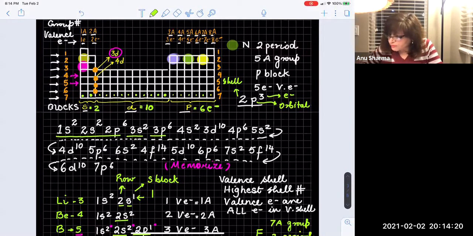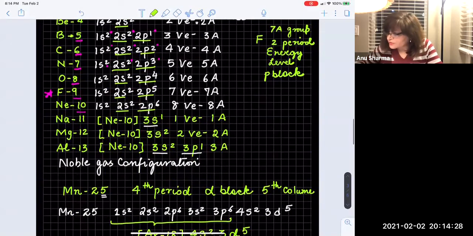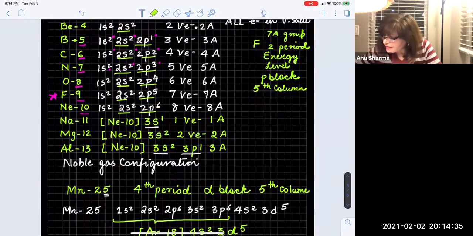So now we were talking about fluorine. Fluorine is present in the 5th column in the P block. Fine, it is in 7A group, but it is in the 5th column. So where is this going to end? This is going to end in 2P5. So you see, second period is the second energy level. P block is P, and 5 is the column on the P block side. So this is the energy level or the shell number.